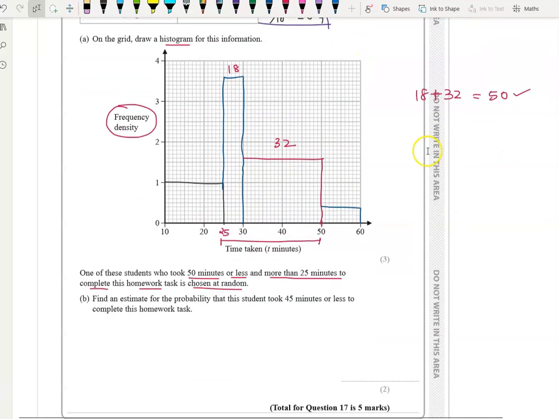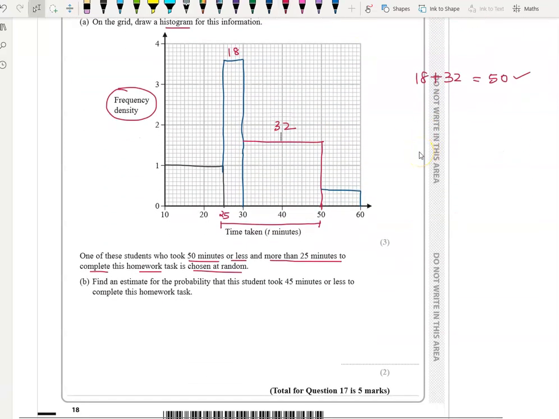Okay. Now the question says, find an estimate for the probability that this student took 45 minutes or less. So 45 minutes or less, so we don't have 45 here. So what we can do here is the group 30 to 50, where we have total 32 students, we can divide into 4 parts.